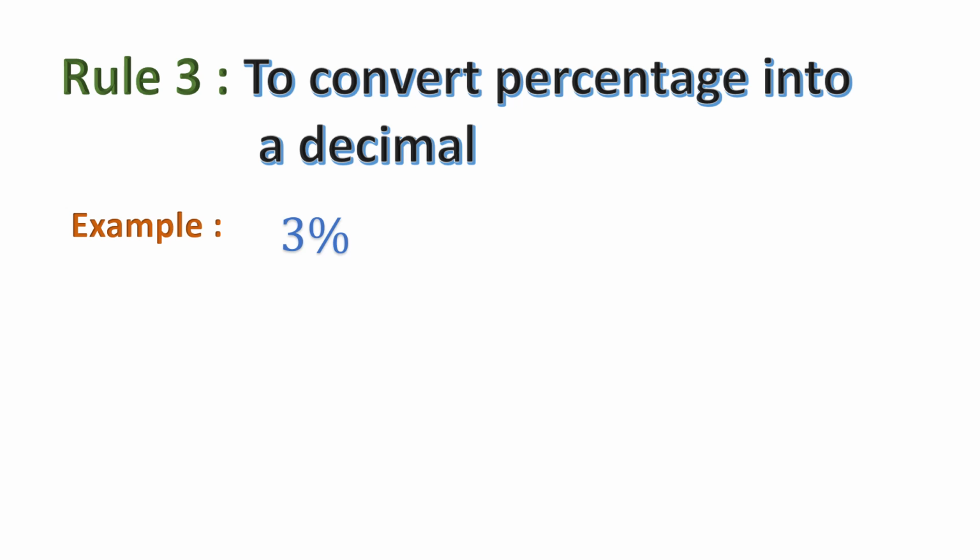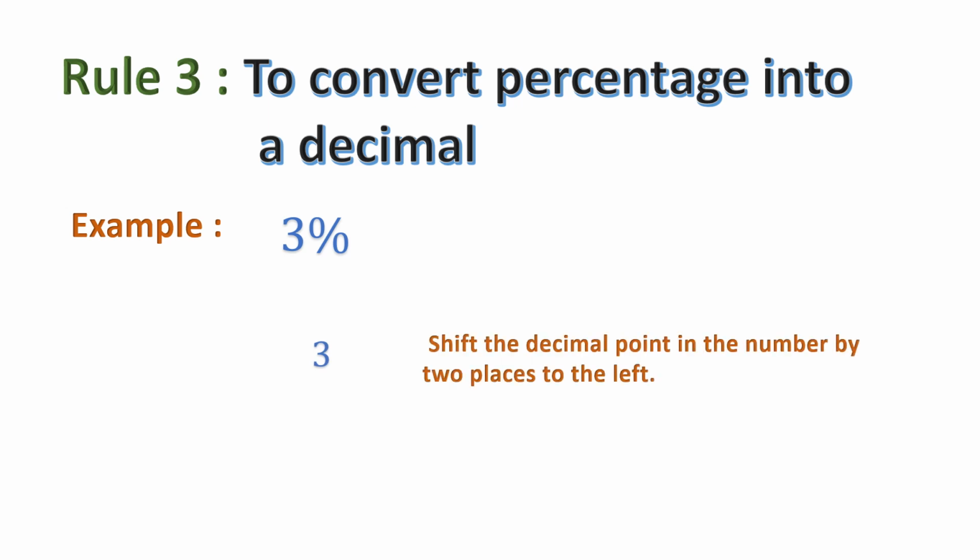Example, you have a percentage that is 3%. So first you have to remove the percentage symbol and you have to write 3. Then shift the decimal point in the number by 2 places to the left. Now where is the decimal point in the number? I cannot find any decimal point. So if there is a whole number where you do not see any decimal point, we assume that the decimal point is here, just on the right side of the number.